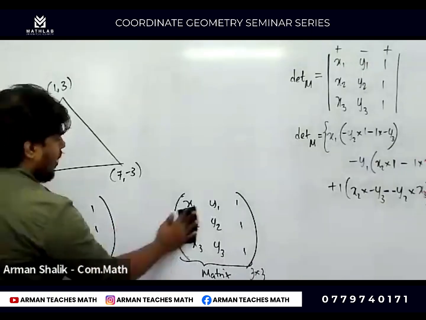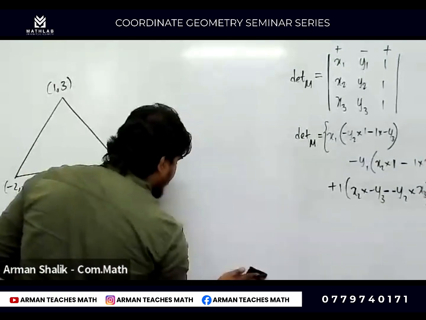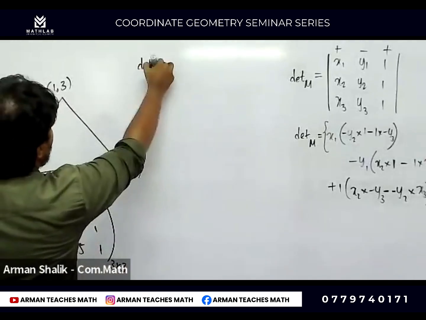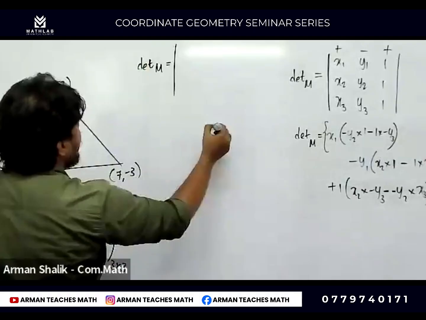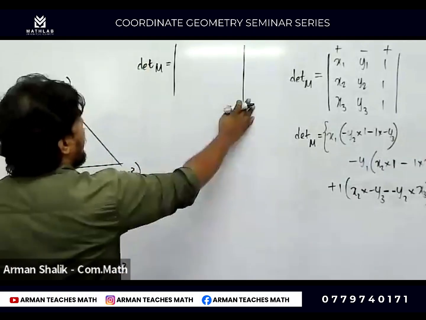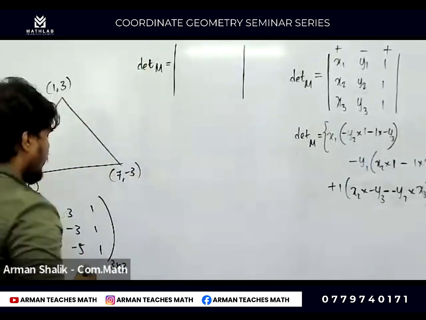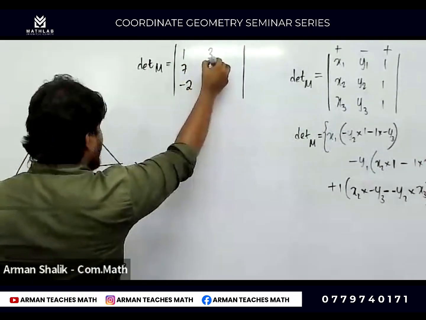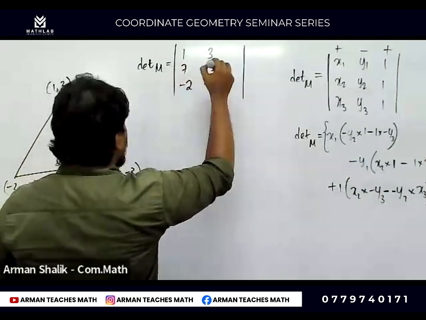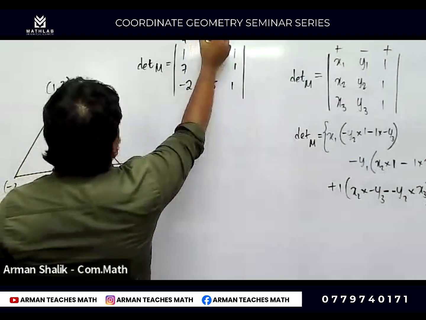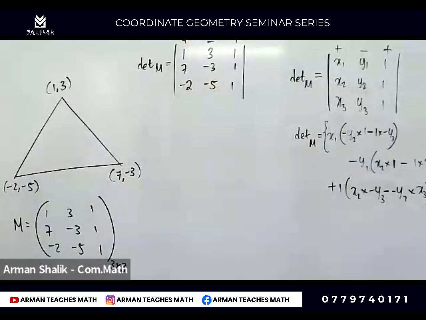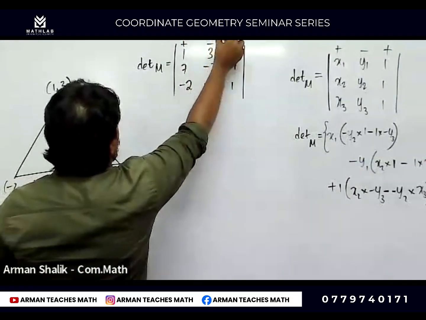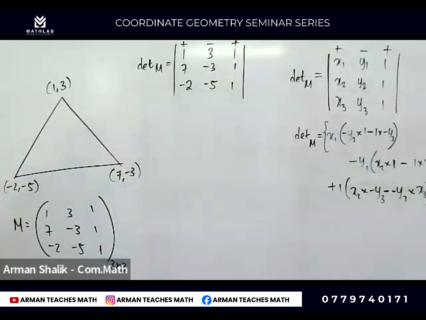Now what do we do? You have to calculate the determinant of this capital M matrix. This is the notation for the determinant. What do we do? There: 1, 7, minus 2, 3, minus 3, minus 5, 1, 1, 1. Make up the plus, minus, plus signs. What's the process?